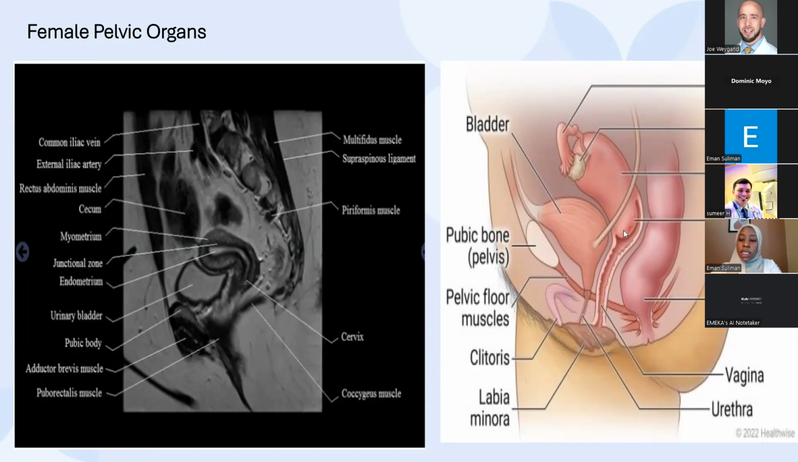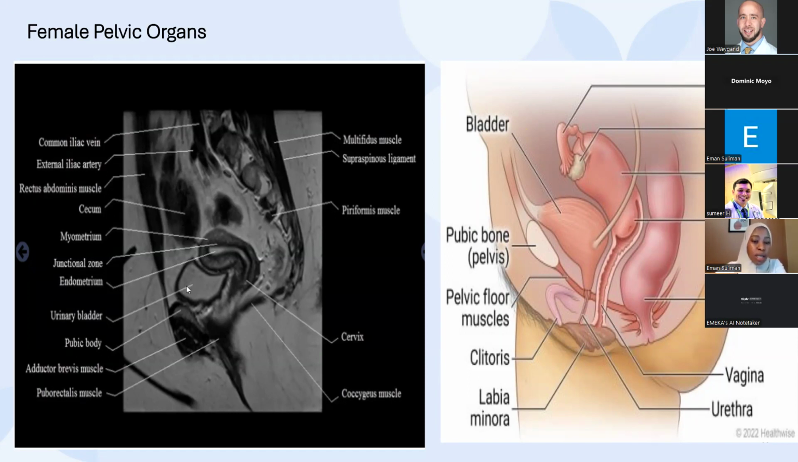The uterus is slightly curved over the bladder. And here we have the cervix, and then it continues as the vagina, and then the external genitalia. And at the very back, we have the rectum and the anal canal and the anus. This is here on CT.